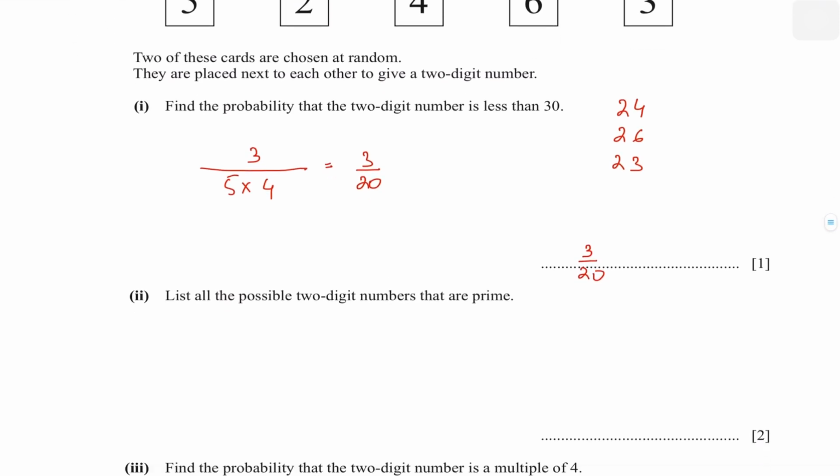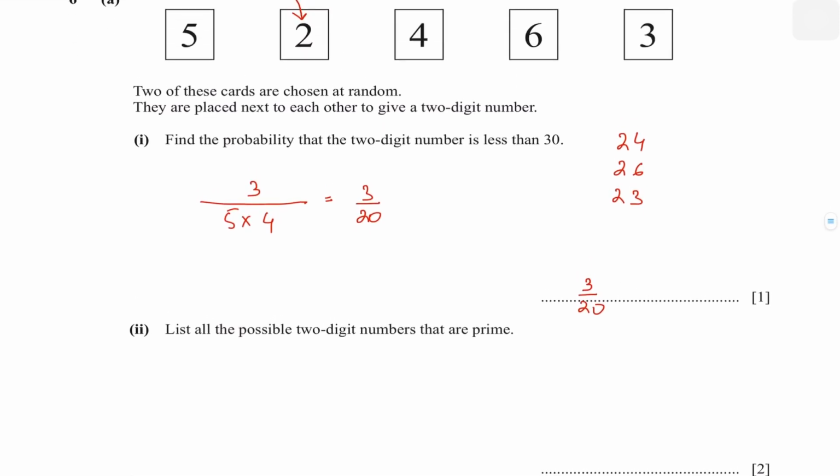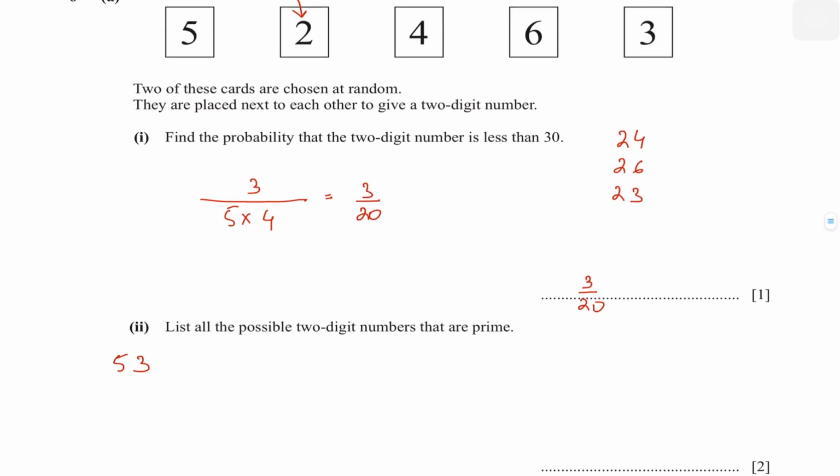Okay, list all the possible 2-digit numbers that are prime. So if we have 5 in the first place, and if we have 3 in the second, 53 is going to be a prime number, is it? Yeah, 53 is going to be a prime number. And then if we have 2 in the first place, we can't have 5, we can't have 4, we can't have 6, and if we have 3 in the second, that's also going to be a prime number. And then if we have 4 in the first place, and 3 in the second, 43 is also going to be a prime number.